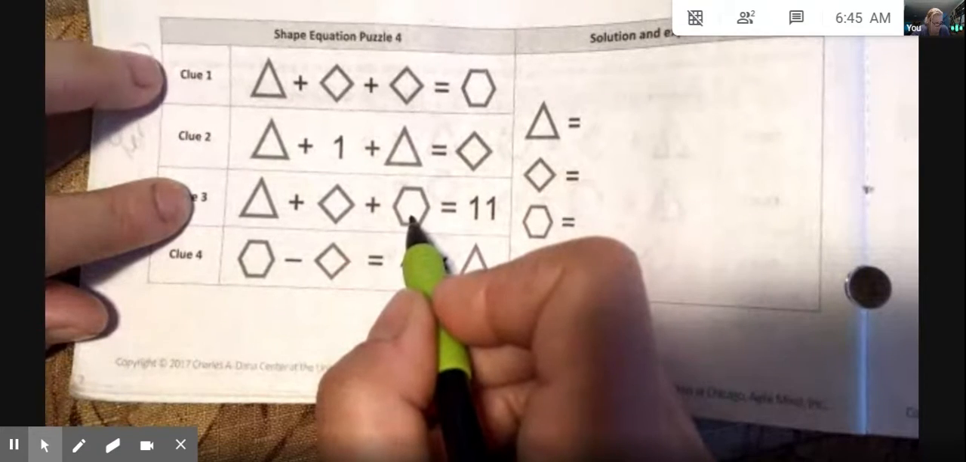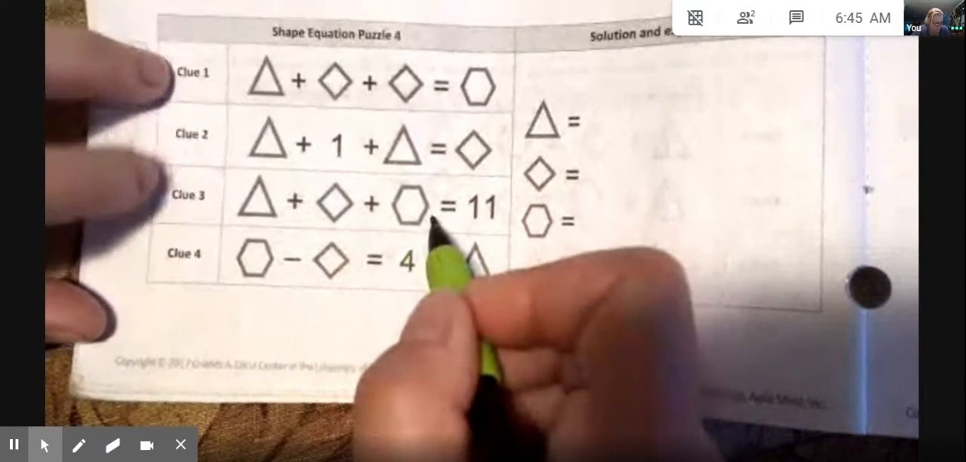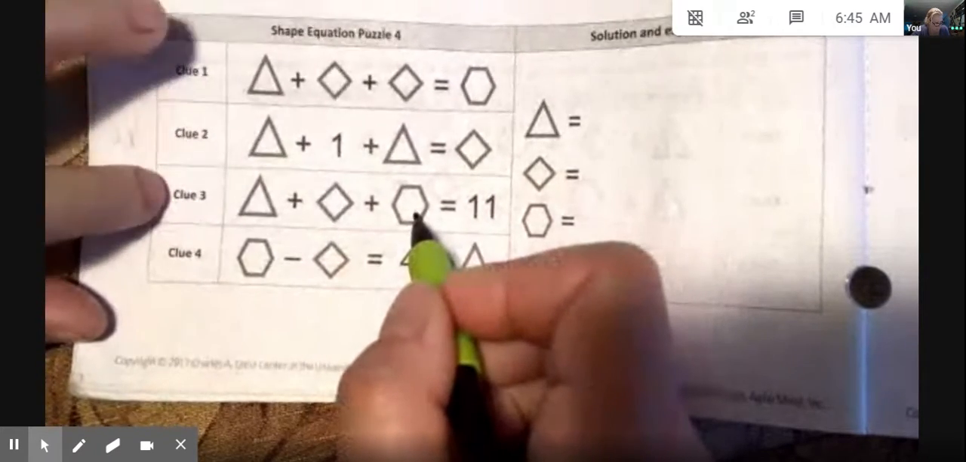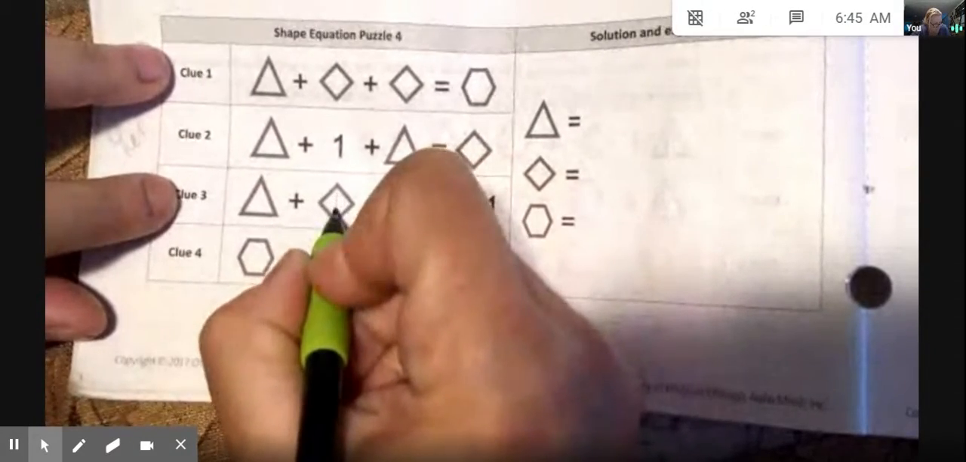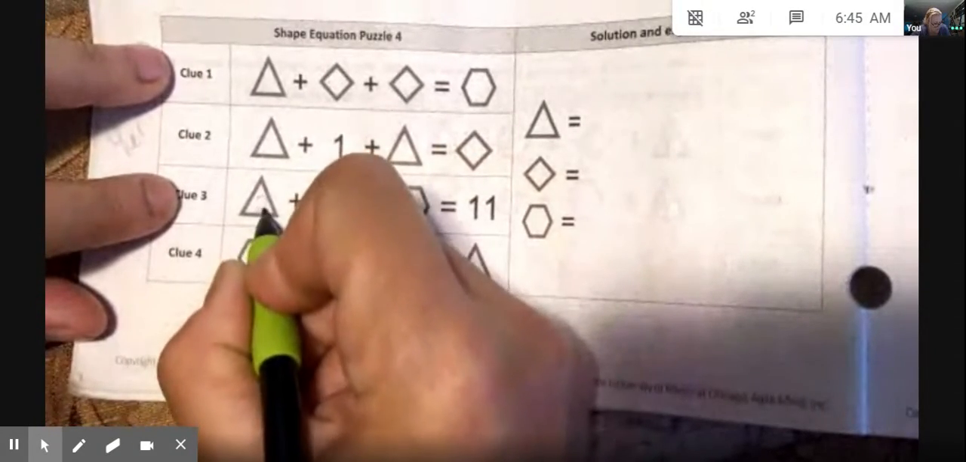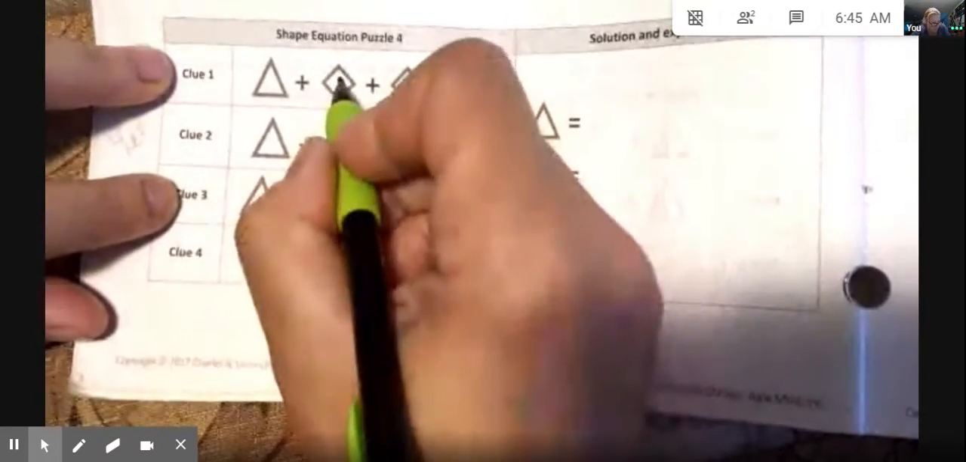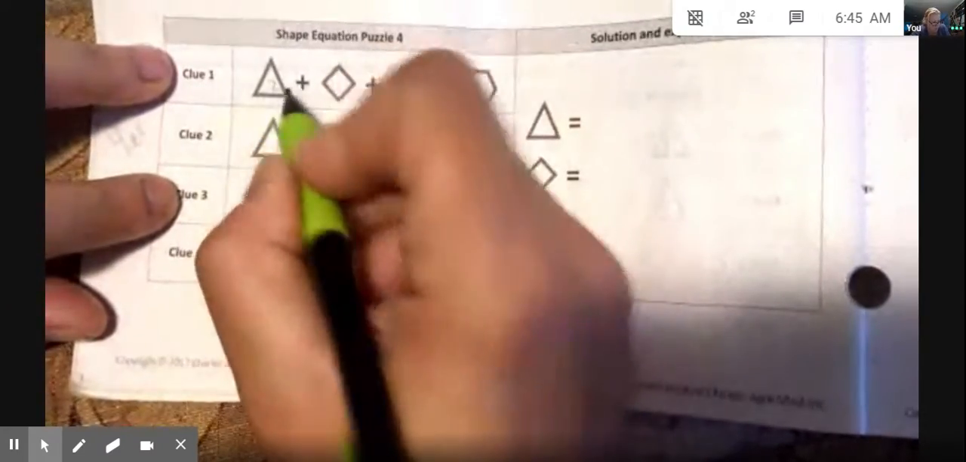So what if, let's start with these 2 clues. So what if we do 1 plus 2, 1, 1, and a 2.